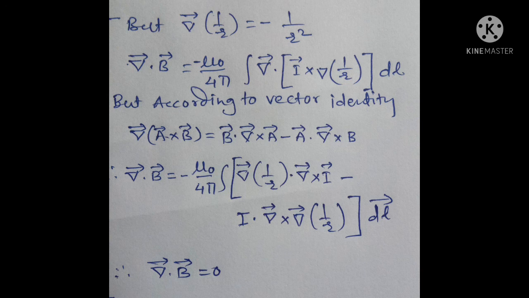If we observe these two terms, we find that the first term on the right side is 0, as current is a function of the source point specified by dl, while the del operator takes derivatives with respect to the field point. The second term is the curl of the gradient of a scalar quantity, hence it is also 0. Consequently, del dot vector B is equal to 0. That means del dot B is always 0.